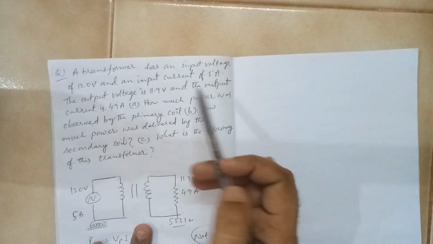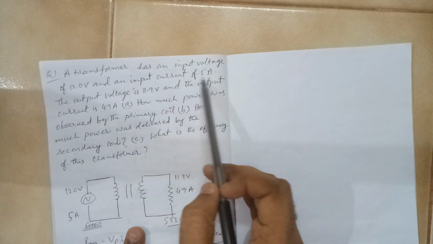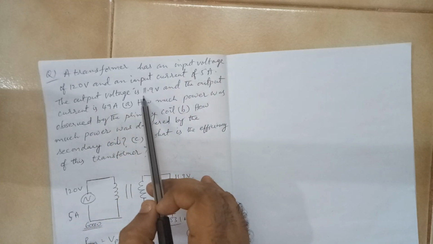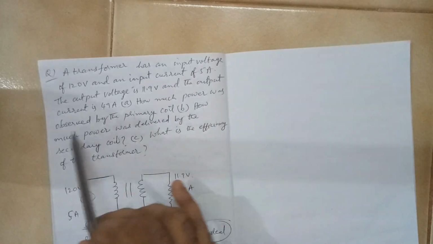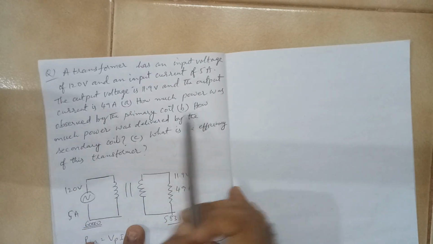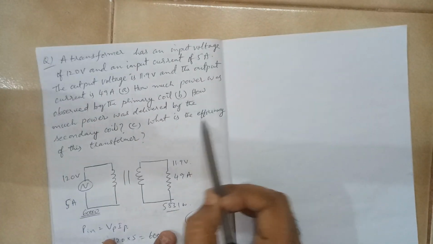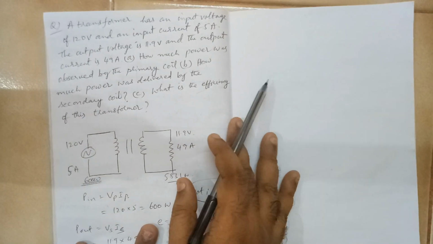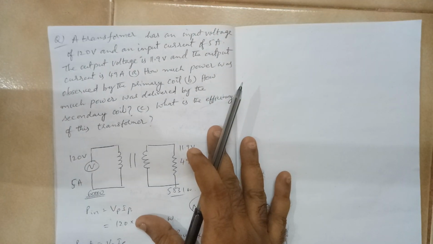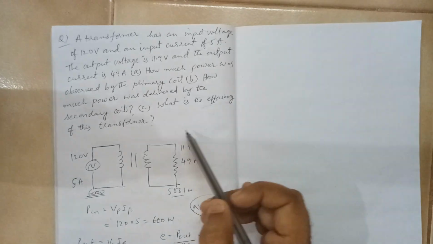Okay. Let's see the last one. A transformer has an input voltage of 120 volts and an input current of 5 amps. The output voltage is 11.9 volts and the output current is 49 amps. How much power was absorbed by the primary coil? How much power was delivered by the secondary coil? What is the efficiency? He is asking efficiency, which means maybe the input and output power are not the same. That means if input and output power are not the same, it is not an ideal transformer. Then only efficiency will come into the picture.